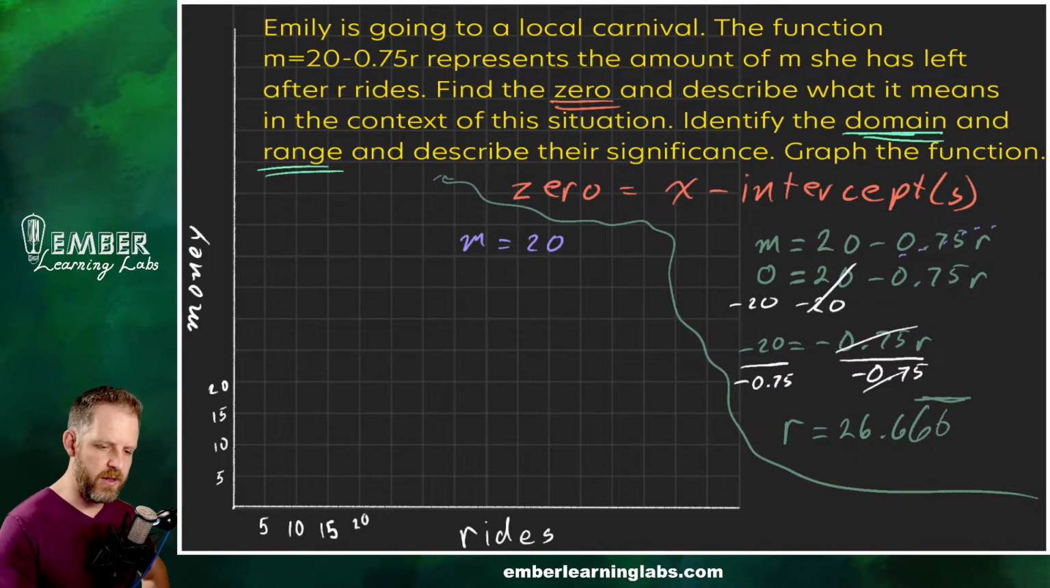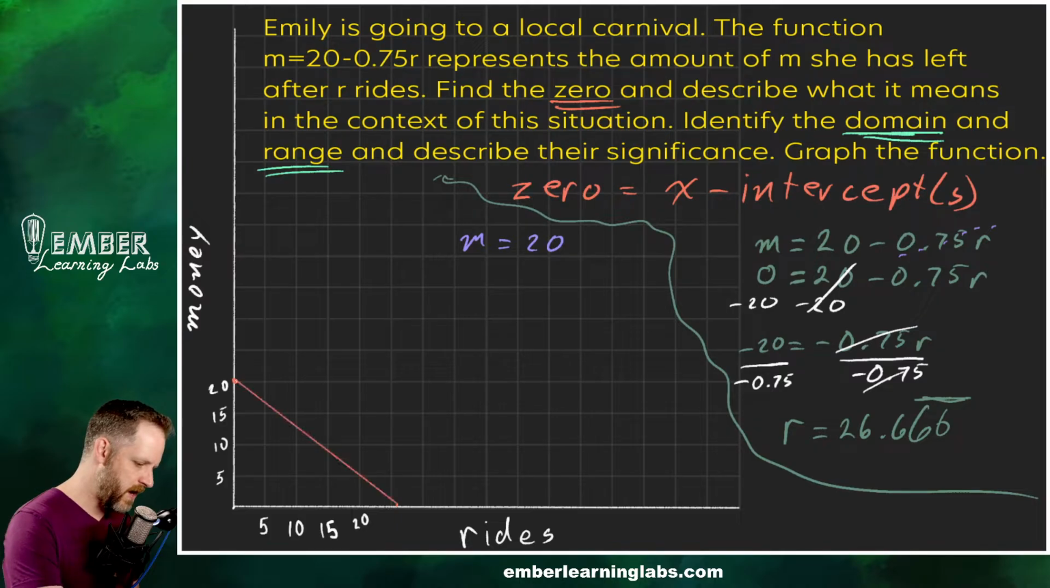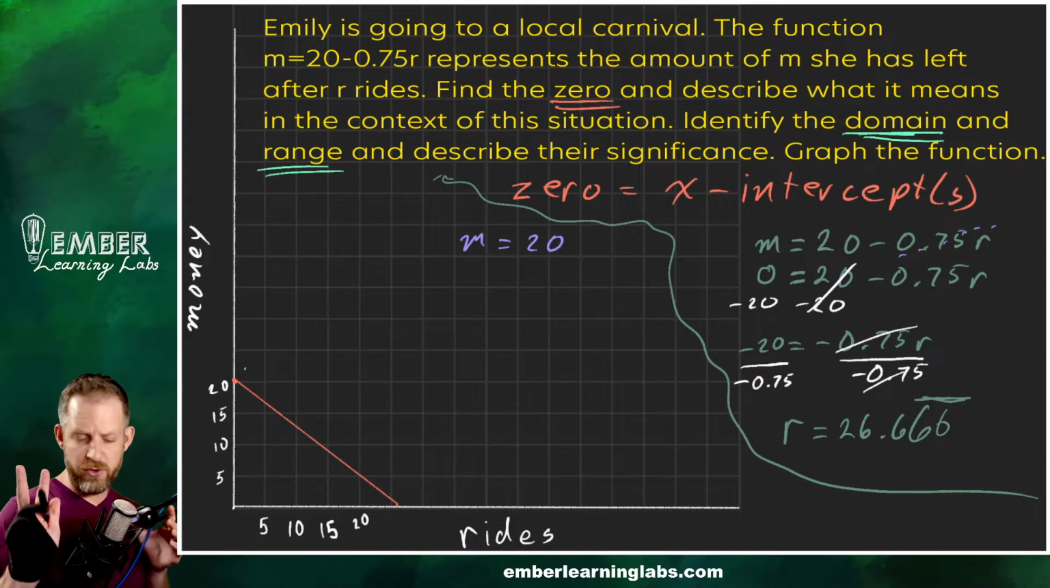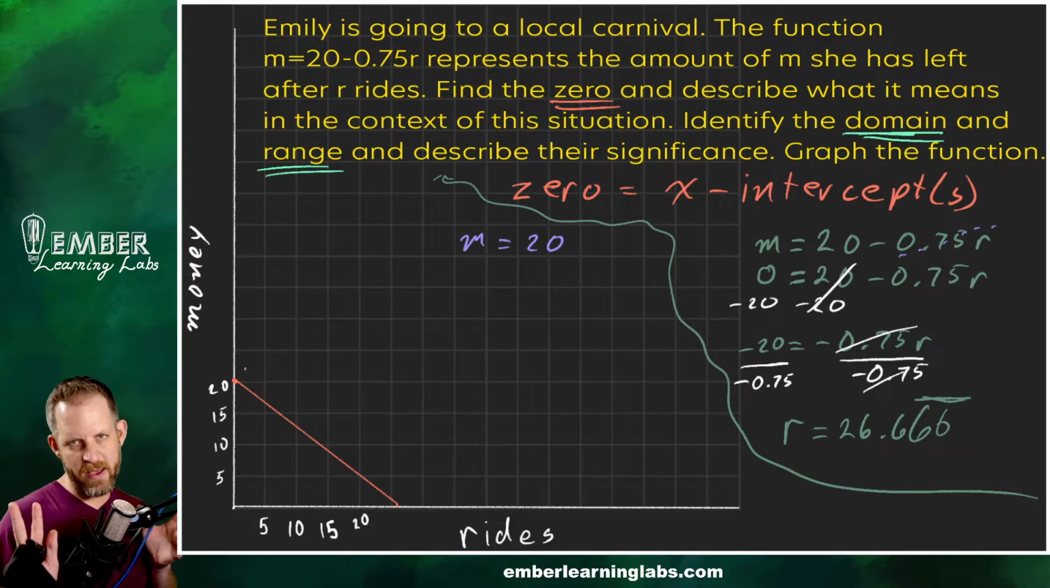Now we're going to plot our intercepts. We're going to put a dot right here, and then at 26 and a bit, so that'd be about right there. So here to there is our graph. So there it's graphed. Now the problem is going to have us talk about two different things. Oh, well, this will get domain and range as well.